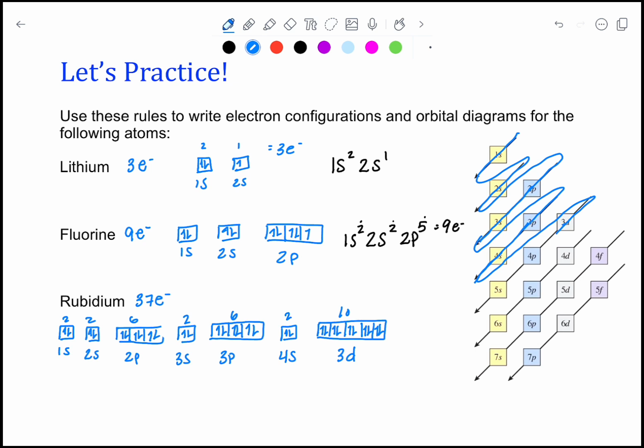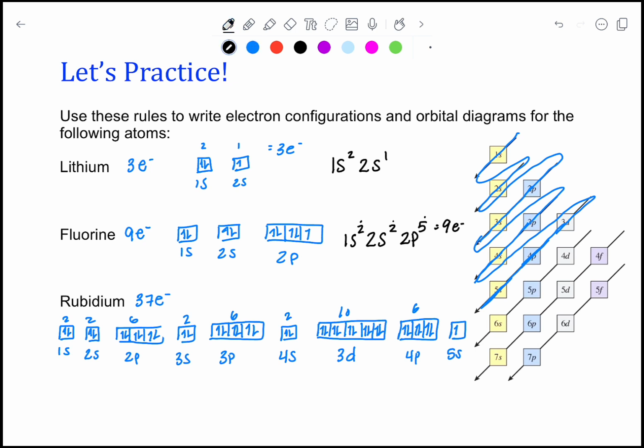So after 3d, we have 4p, so that's 3 boxes. 4p, 1, 2, 3, 4, 5, 6. Okay, so that's another 6 electrons. So I only have 1 electron left, and that 1 electron is going to go in my 5s orbital. And it's just going to be by itself there, because there's no more electrons to put in there.